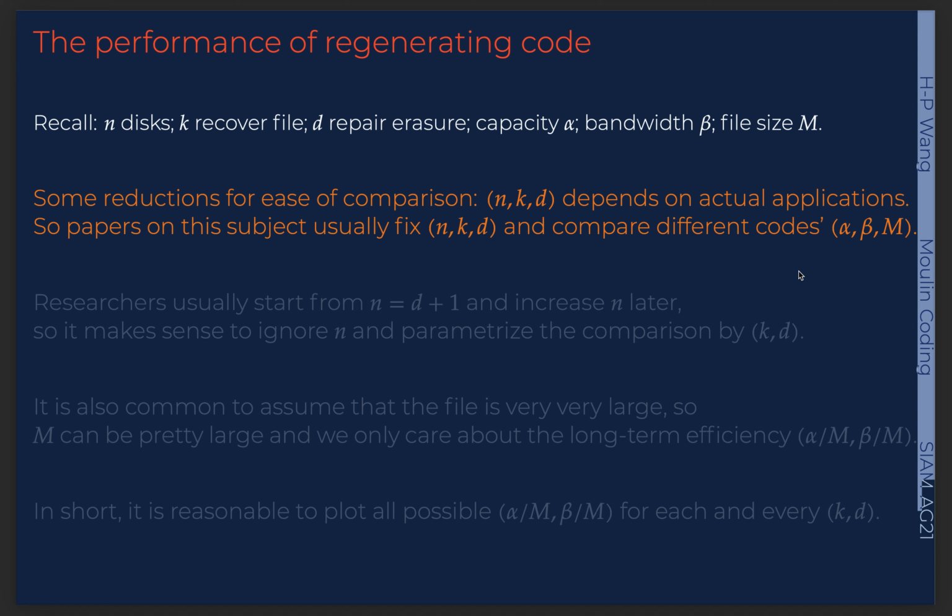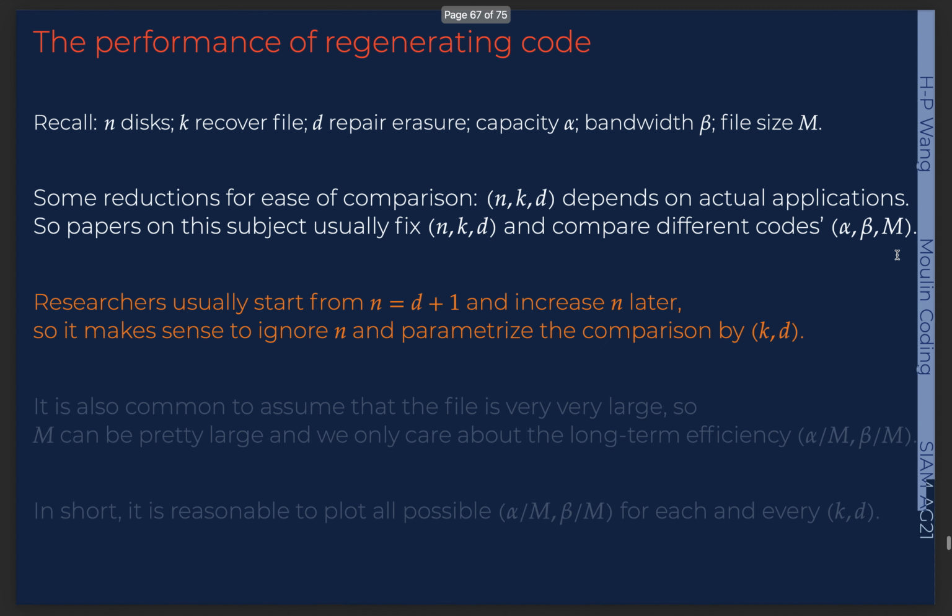Okay, so now comes the true question. What's the performance of our regenerating codes? Well, here are some reductions for the ease of comparison. Usually n, k, d depends on the actual applications, so the papers on this subject will fix n, k, d and compare different codes' alpha, beta, m. The researchers usually start from n equals d plus 1 and increase n later, so it makes sense to ignore n and parameterize the comparison by k and d only.